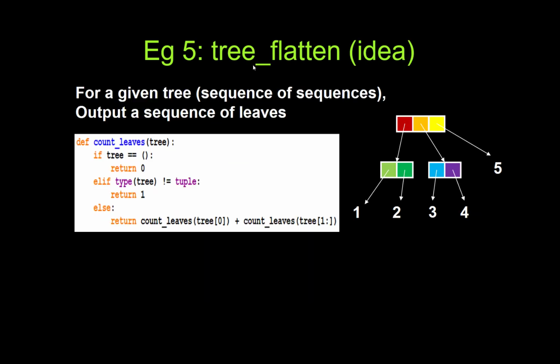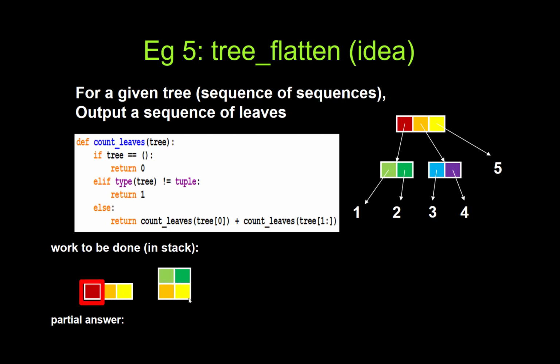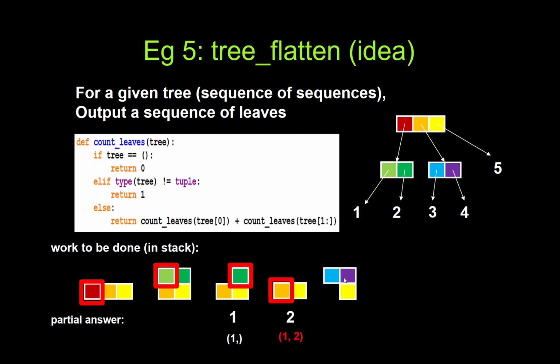Example 5, tree underscore flatten. To do this, we borrow the idea from count leaves. As you saw, the work to be done in the stack initially is this. When you process this red, you get this. Process the green, you get 1. So at the moment that you get 1, that is the time that you have found the leaf. Instead of counting, you should record it as a sequence with a single item. The next moment that you process the green one, you get the 2, and this is the time that you append the 2 to the 1 to get 1, 2, and so on.